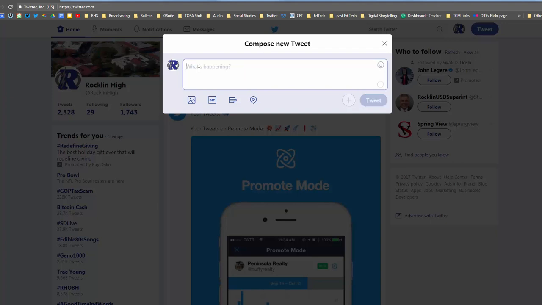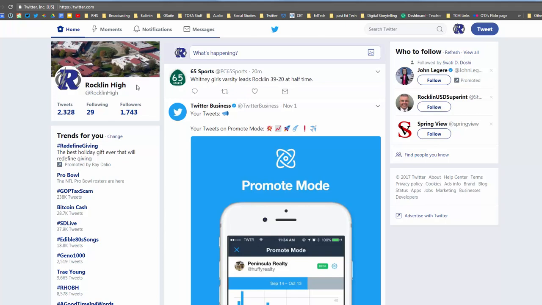So I'm going to get rid of that there, because the main thing I want to do now is think about how I'm going to push this out. Let's jump back into the account here. I can see that Rocklin High School has about 1,700 followers. Now, if I want to tweet something out, I need the realization that this is only one moment in time, and it may not necessarily have a lot of people who will be able to hear this and see this. It may go by. So I want to attach something to this.